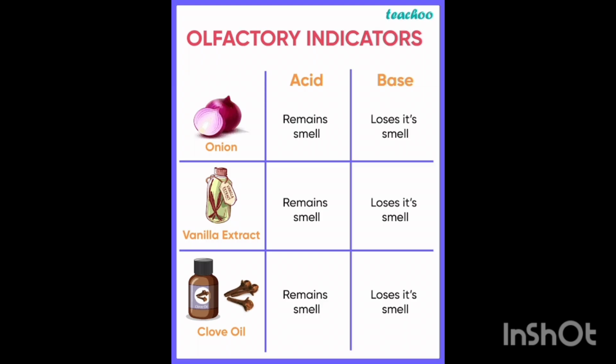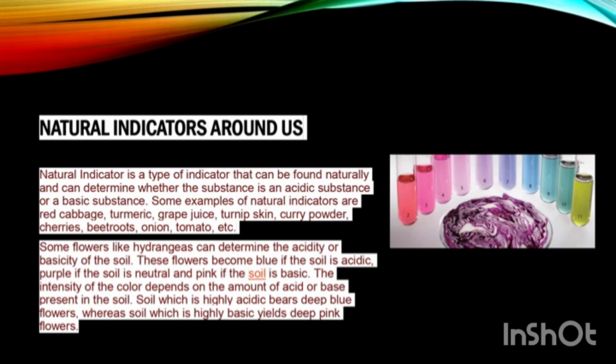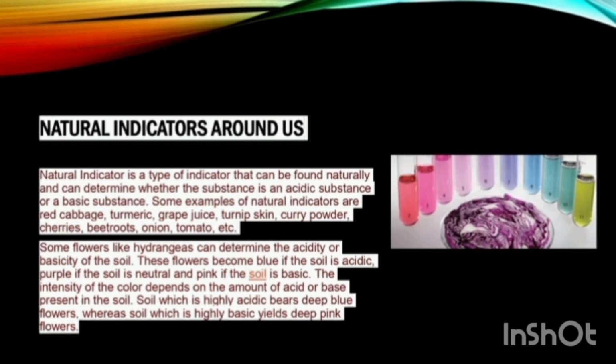Okay. Let us see some natural indicators. A natural indicator is a type of indicator that can be found naturally and determines whether a substance is acidic or basic. You can take the natural indicators: red cabbage, turmeric, grape juice, turnip skin, curry powder, cherries, beetroots, onion, tomato, etc.